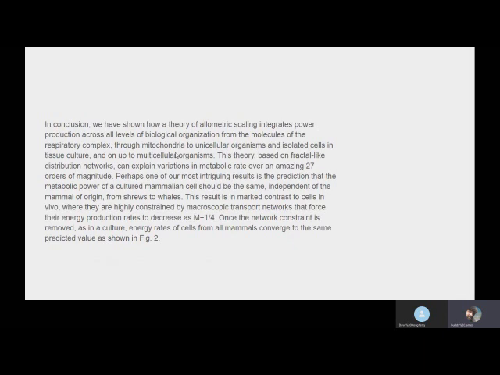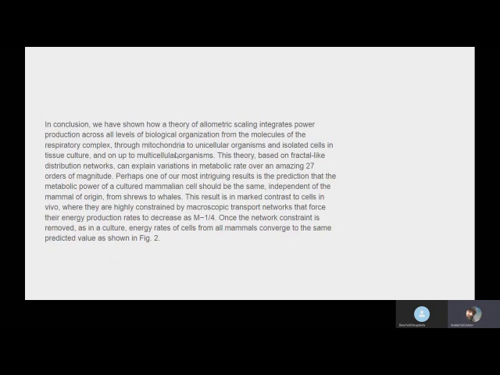In conclusion, we have shown how a theory of allometric scaling integrates power production across all levels of biological organization, from the molecules of the respiratory complex through mitochondria to unicellular organisms and isolated cells in tissue culture, and on up to multicellular organisms. This theory, based on fractal-like distribution networks, can explain variations in metabolic rate over an amazing 27 orders of magnitude.